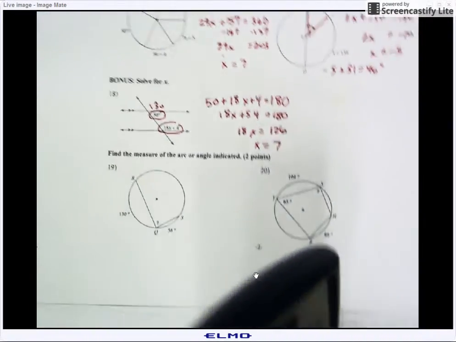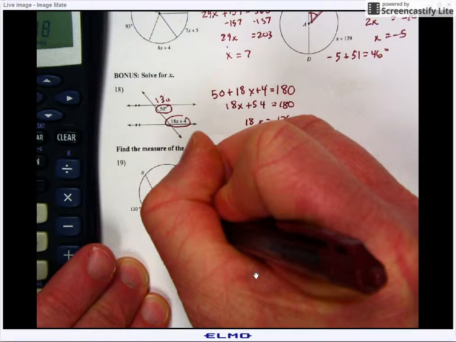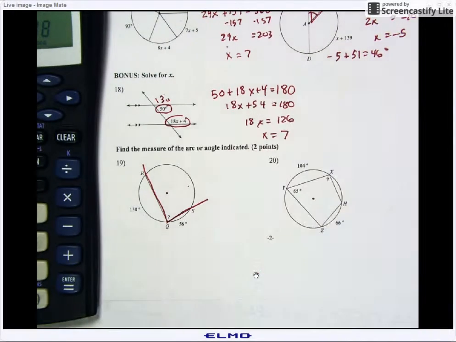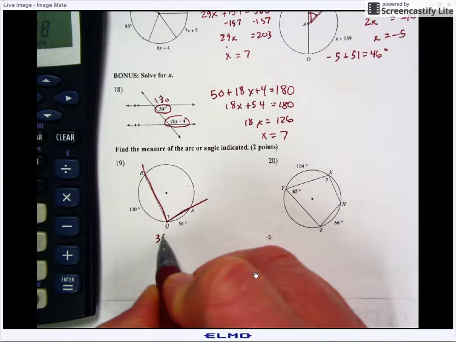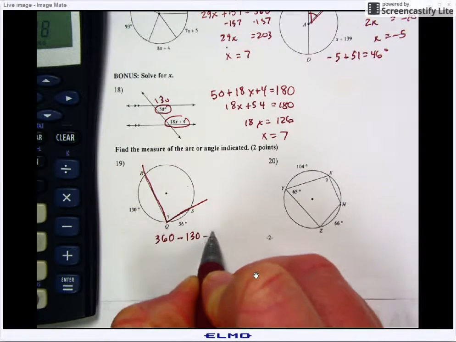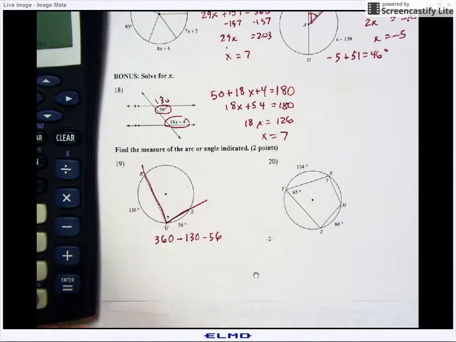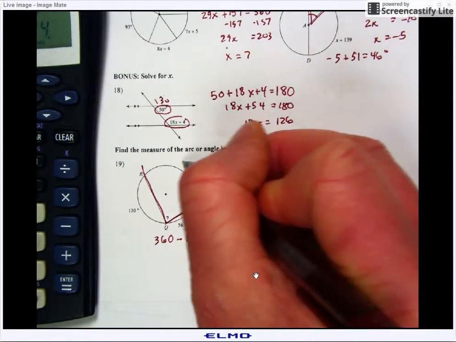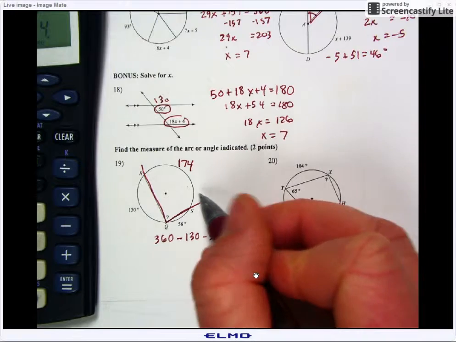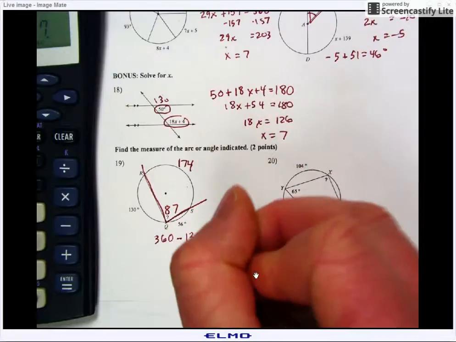Now we're into more of our arc measures and properties. And remember, our rule is let's trace the arc, trace the angle, and it'll run into an arc. And so all 3 of these arcs add up to 360. So if I take 360 minus 130 minus 56, I'll get this arc. So 360 minus 130 minus 56 equals 174. This is an inscribed angle, so if you divide it by 2, you get 87.